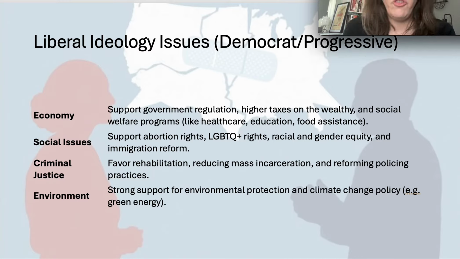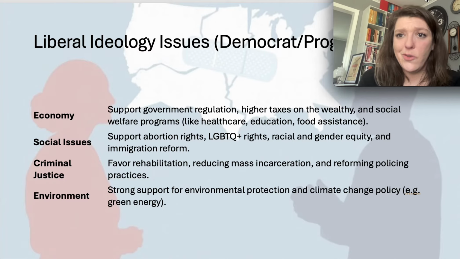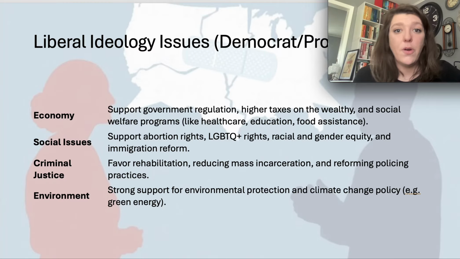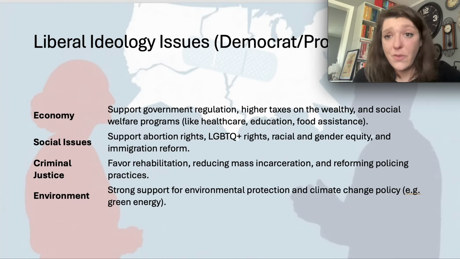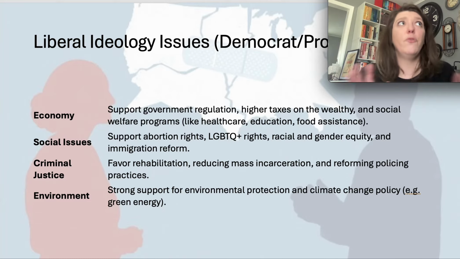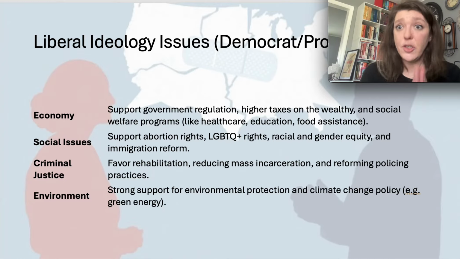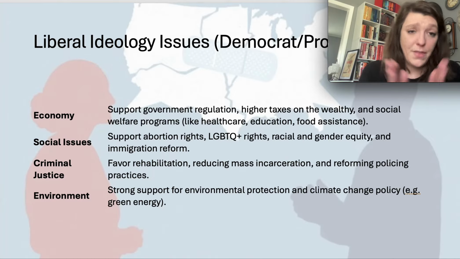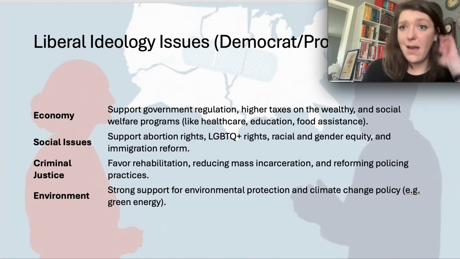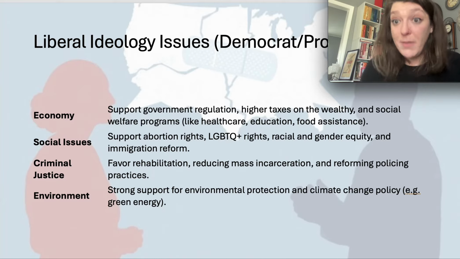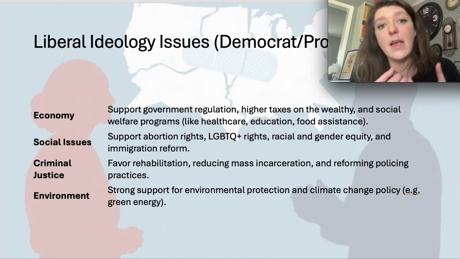Liberal ideology issues, Democrats, also known as progressives. On the economy, they largely support government regulation, high taxes on the wealthy, and social welfare programs. You can see how these stances align with those core beliefs that it's the government's job to promote equality. If we have high income inequality, Democrats would say it's the government's fault and it's their job to fix it. That's why they advocate for things like welfare programs.